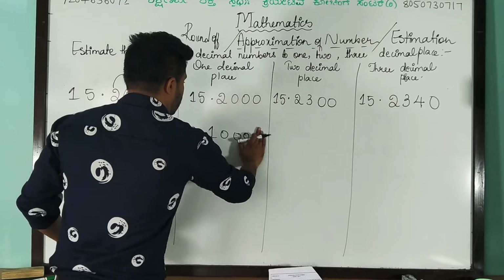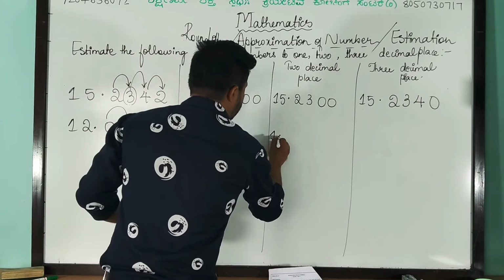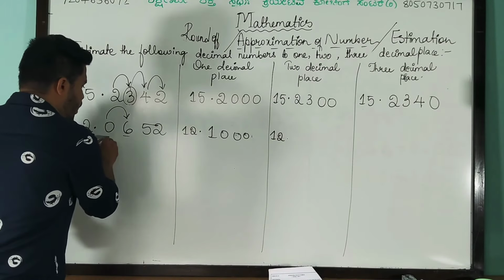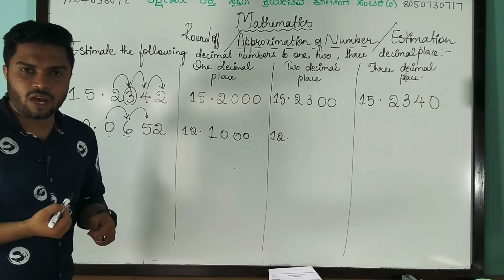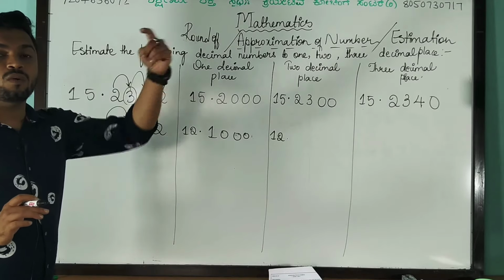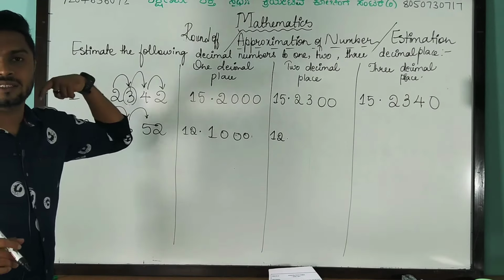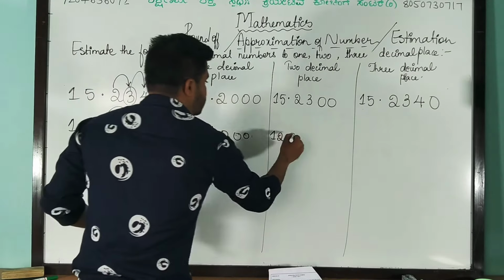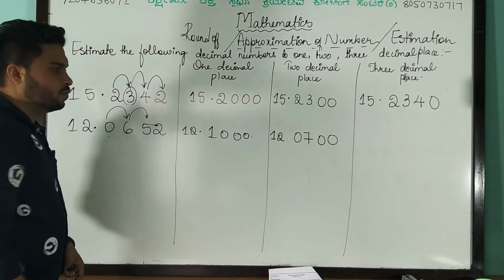Now check it out for 2 decimal places. Again this 12 point will be as it is. Where is the 2 decimal place now? 1, 2. You are going to check the number. What do you have? Again 5. 5 is what? Equal to 5. If it is equal to 5, the number in the second decimal place will be increased. And this becomes 7. 0, 7, 0, 0.